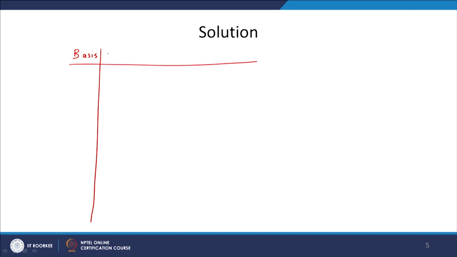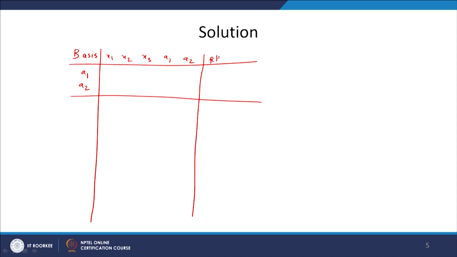Now, the basis is A1 and A2 and the variables are x1, x2, x3, A1, A2 and the right hand side. So, we can translate the given data as follows: 2 3 1 4 0 minus 1 1 0 0 1 and the right hand side is 2 12.